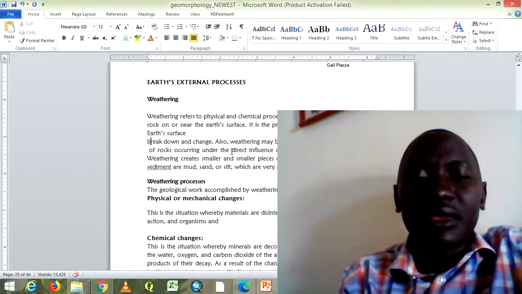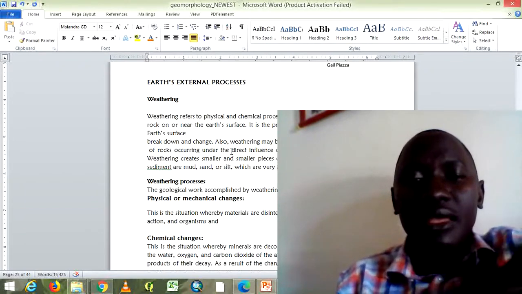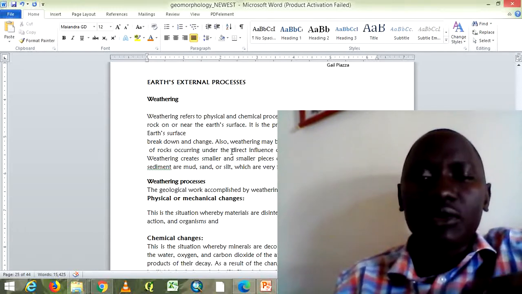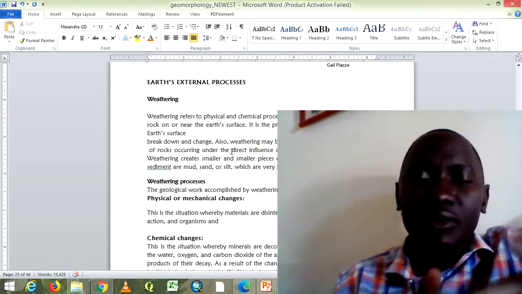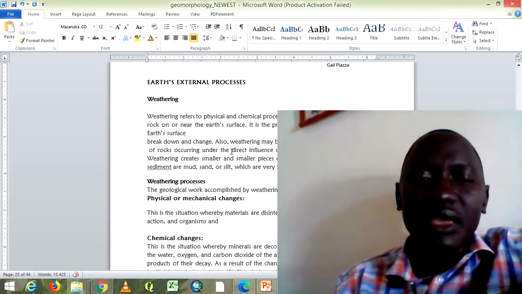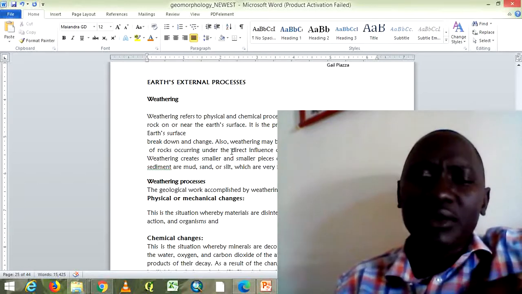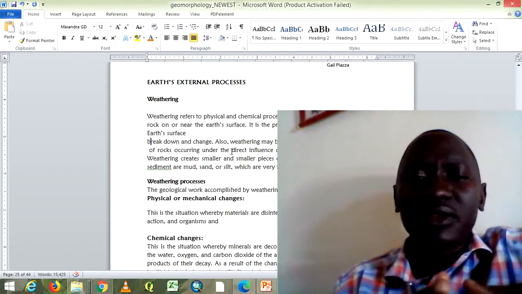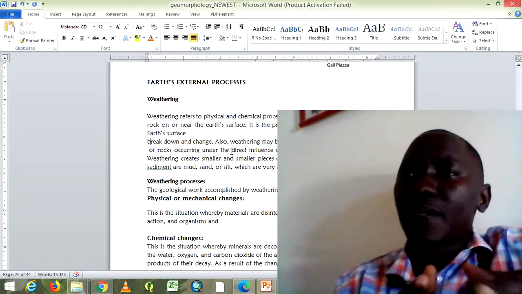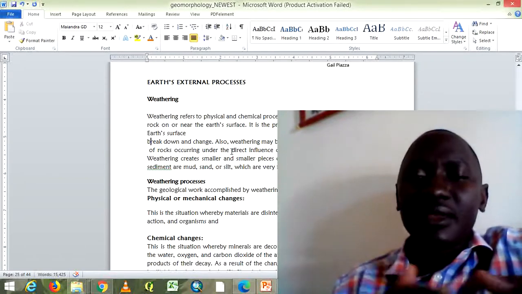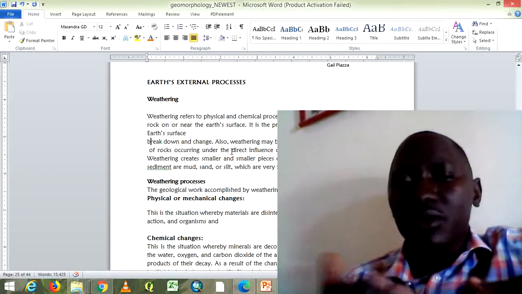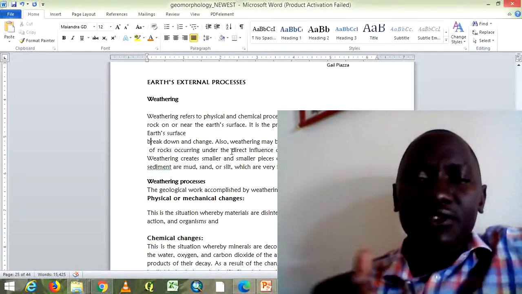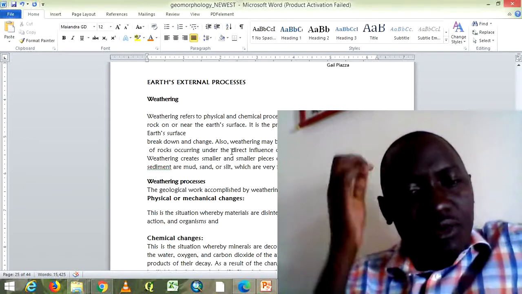Weathering eventually creates smaller and smaller pieces of rock called sediment. Examples, of course, are mud, sand, and silt, which are very fine particles. But how does weathering take place? We have already said that it is physical or chemical, implying that it occurs in two ways: the physical processes and the chemical processes.